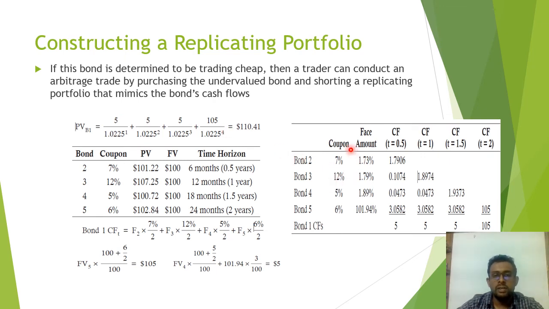So accordingly we will create a portfolio, and buying and selling this portfolio at these percentages will give us the same cash flow, and this can be bought at a cheaper price as compared to our original bond. Then we can short sell and purchase these bonds in this given ratio, and we can earn money, meaning an arbitrage at time 0.